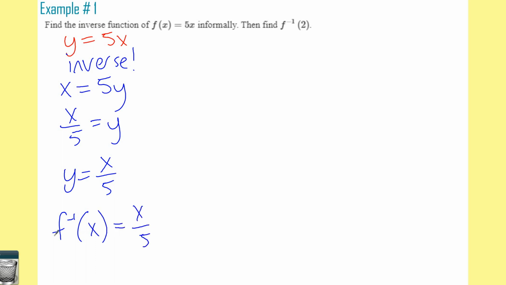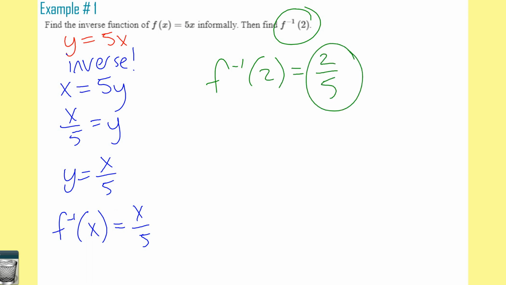There's our equation. Now we want to find the inverse at 2. So we write it and plug it in. It'd be 2 over 5. There's the final answer.